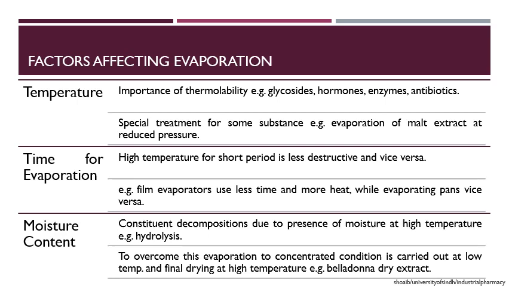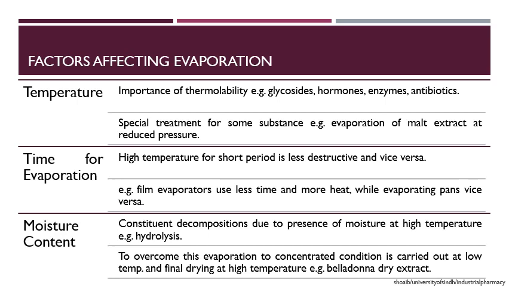For example, glycosides, hormones, enzymes, and antibiotics cannot withstand higher temperatures. So we have to evaporate them at controlled temperatures or at the lower temperature. If we do not evaporate them at lower or controlled temperatures, the enzymes or the antibiotics will be destroyed.